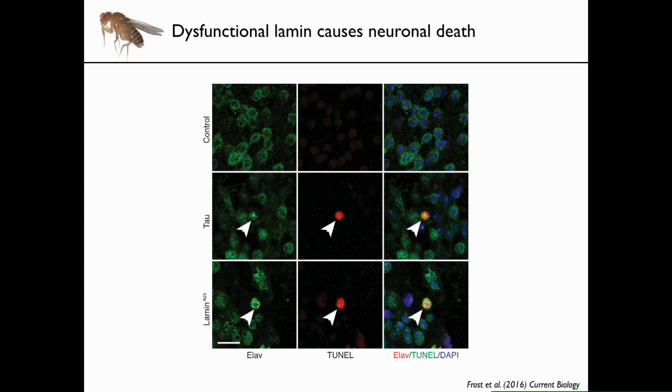Dysfunctional Lamin also causes neuronal death based on TUNEL staining. So in the tau transgenic fly, you see the nice TUNEL staining here, and then I also see it in the Lamin mutant, clearly showing that Lamin dysfunction has serious consequences for neurons.